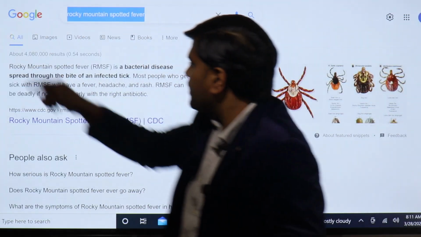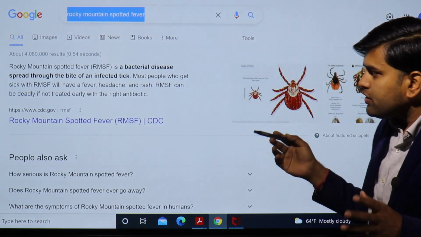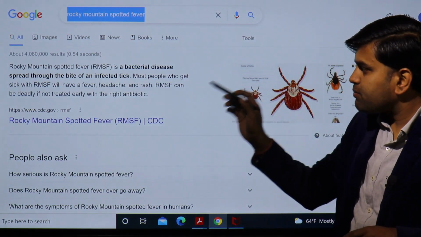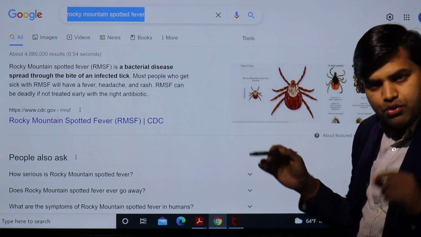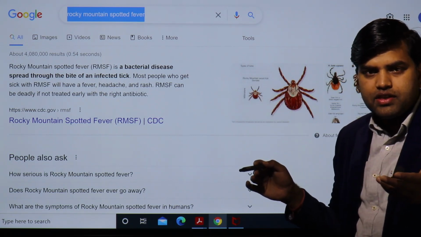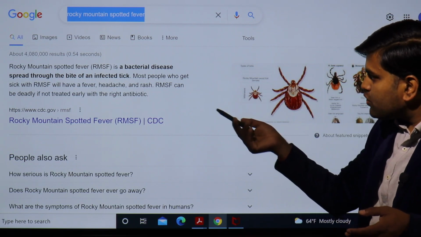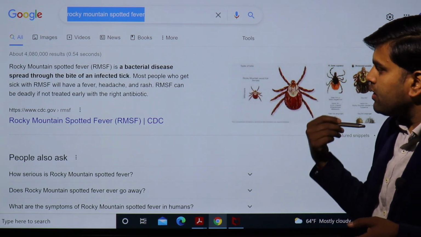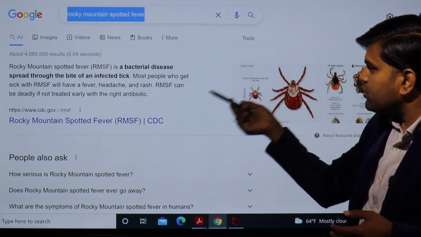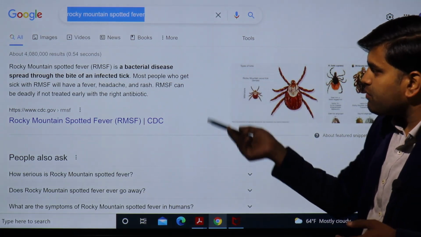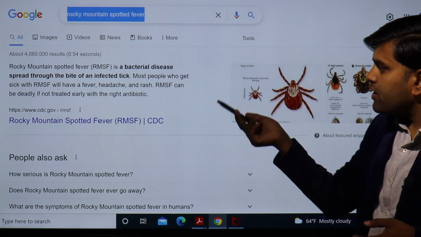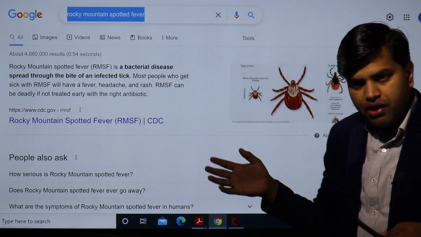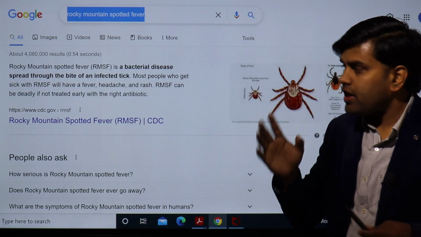Let's come from here. So Rocky Mountain spotted fever is a bacterial disease that is spread through the bite of an infected tick. The tick needs to be infected with Rickettsiae. They are intracellular pathogens. So the infected tick will bite us and then we'll develop the disease. Most people who get sick with Rocky Mountain spotted fever will have fever, headache and rash. It can be deadly if not treated early with the right antibiotic, and that antibiotic is doxycycline.